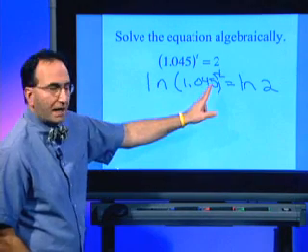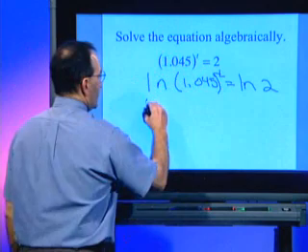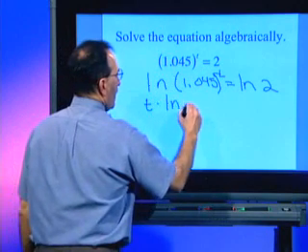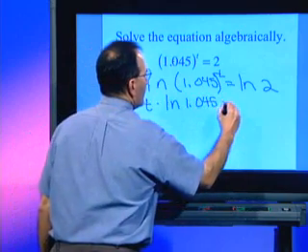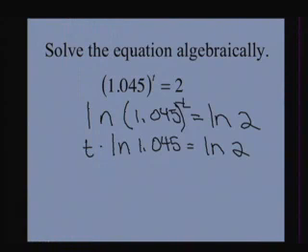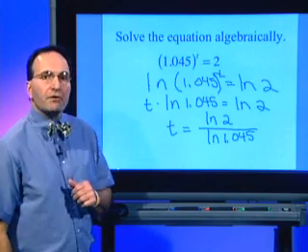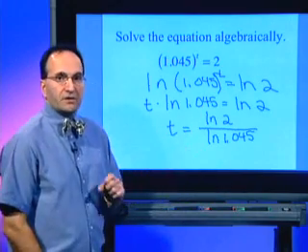Now the power rule tells us that we can take the t and bring it down in front of the natural log. So we're going to have t times the natural log of 1.045, and that's going to equal the natural log of 2. And then finally, to isolate t, we have to divide both sides by the natural log of 1.045. So our answer would be that t is equal to the natural log of 2 divided by the natural log of 1.045. So that's how we can use logarithms to solve exponential equations.